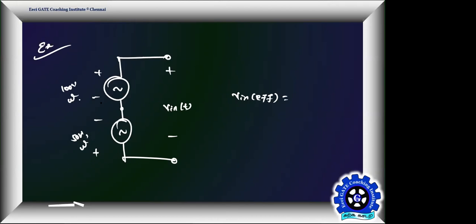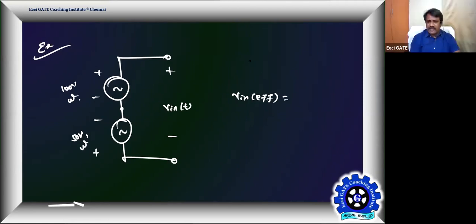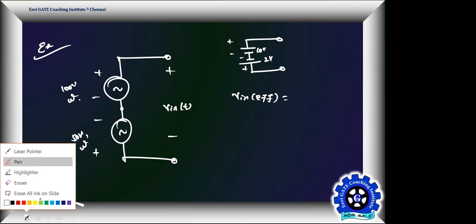Opposing, because minus minus. Okay, it's like this: I have a 10 volt battery and then a 2 volt battery. Tell me what's the net value of this? This is plus minus and this is minus plus. Opposition, what is the net difference? 8 volt is the difference.